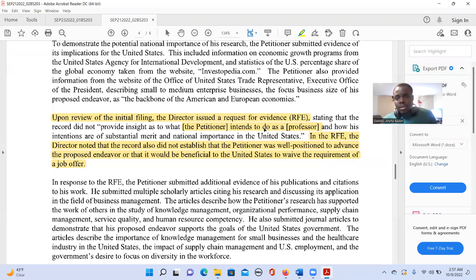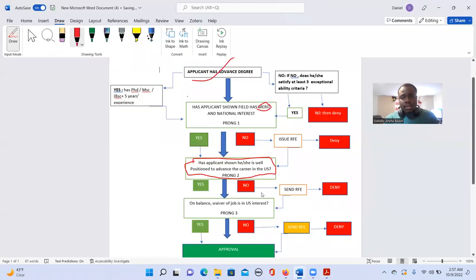In the RFE, the record did not provide insight as to what the petitioner intends to do as a professor and how his intentions are of national importance. The RFE also noted that the record did not establish that the petitioner is well positioned to advance the proposed endeavor, or that it will be beneficial for the United States to waive the job offer requirement. So there's also a problem with this part. You have seen that the officer is having problems with this.